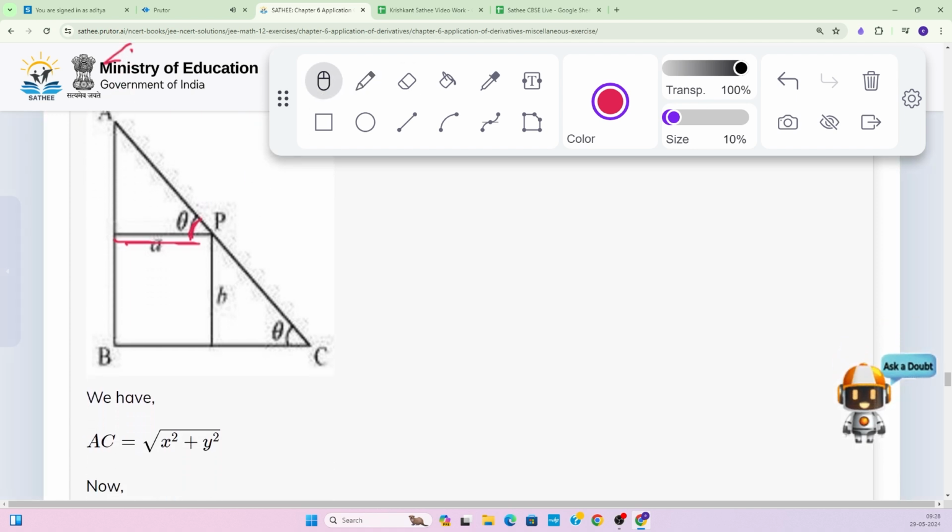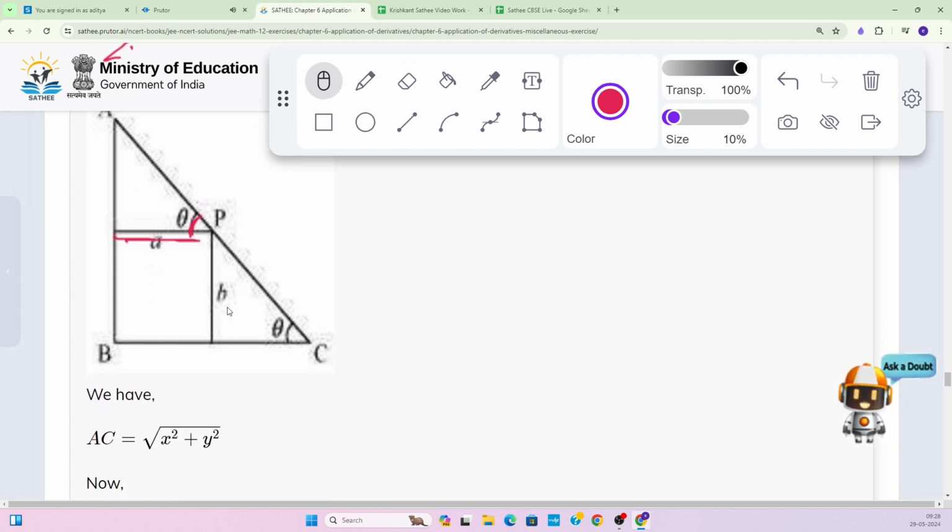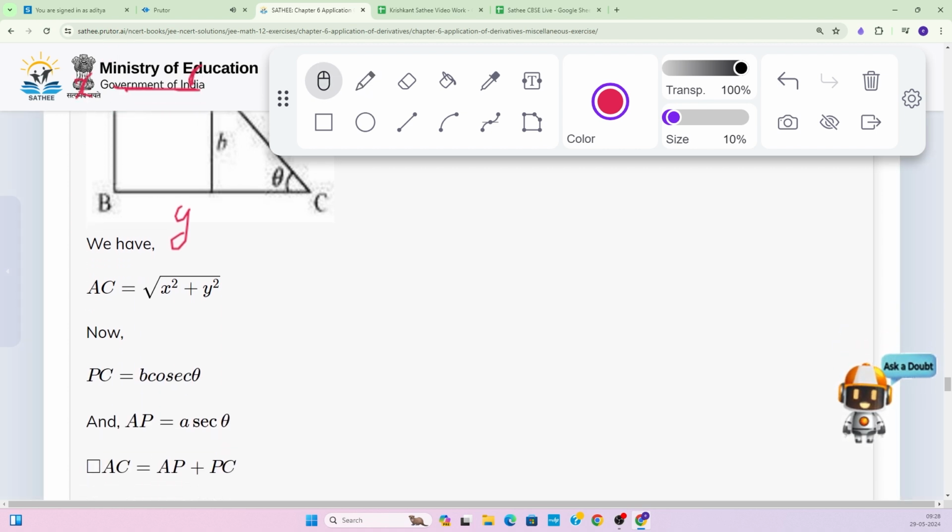Okay, now what? Now AC using the Pythagoras, what you know, we know this is as your x, this is your y, this means square of this and square of this, sum it, find the root, you will have your hypotenuse length. So AC will be root of x square plus y square. Okay, so far so good.